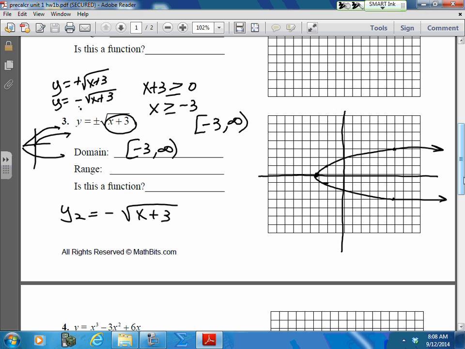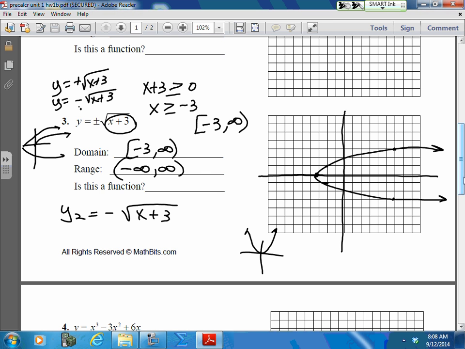So what's the range to this thing? Well, not just on the graph. Don't forget this goes on and on. Even though it's narrow, it still goes on and on, just like your parabola. What's your range for this guy? Well, what's your domain for this guy? Negative infinity to infinity.